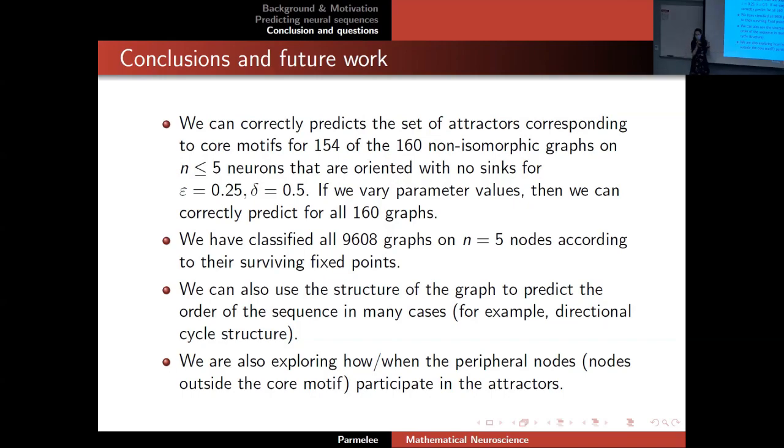And then this is the big next step. Once you see that surviving core motif, you have those peripheral neurons that it points to. Where do they go in the cycle? Do they survive or not? How does that all fit together in the big picture? And so again, plug for a student researcher. If you're interested, let me know.